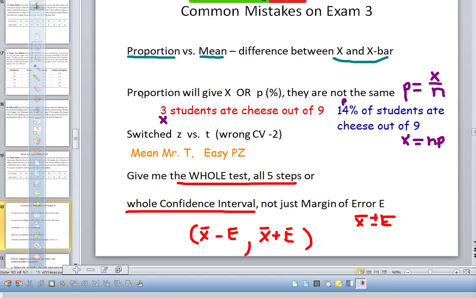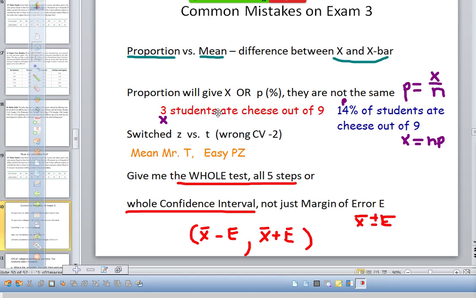The other thing that people got confused about was the proportions. For a proportion, I'm either going to give you X, the number of successes, or P, the percent. So here's your formula: the percent equals X over N. I'm either going to give you one or the other, not both, usually. You're always going to get N, but you're either going to get X or you're going to get P. They're not the same thing.